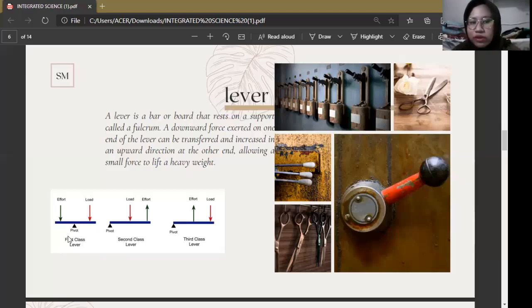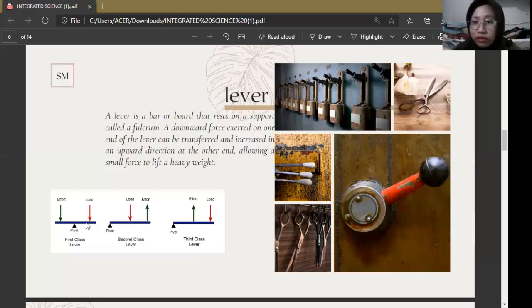You can see that in the first class lever, the pivot is in the middle of the board or the bar. The pivot in the second class lever is on the left side of the bar. And for the third class, you can differentiate it by where you can find the effort. The effort in the second class lever is at the edge of the board or the bar, not in the middle, while the effort in the third class lever is in the middle of the bar.